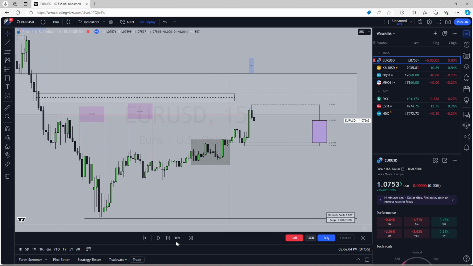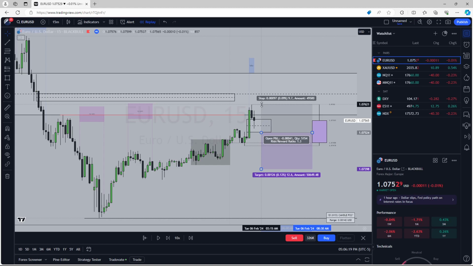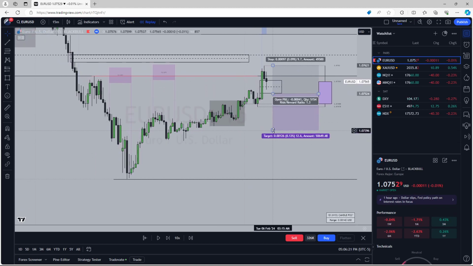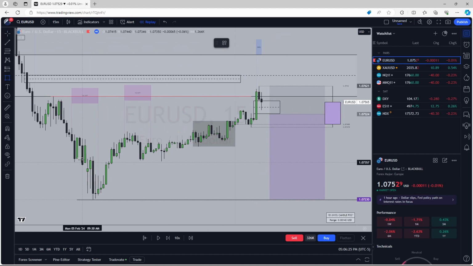Now normally I look for a PD array here, right? So I'm looking for either we inverse this fair value gap. If we inverse this fair value gap, this would have been my entry where I go short at the inverse, stops above the high, take profit at the low, right? And then if you want more precision, I'll mark down everything.